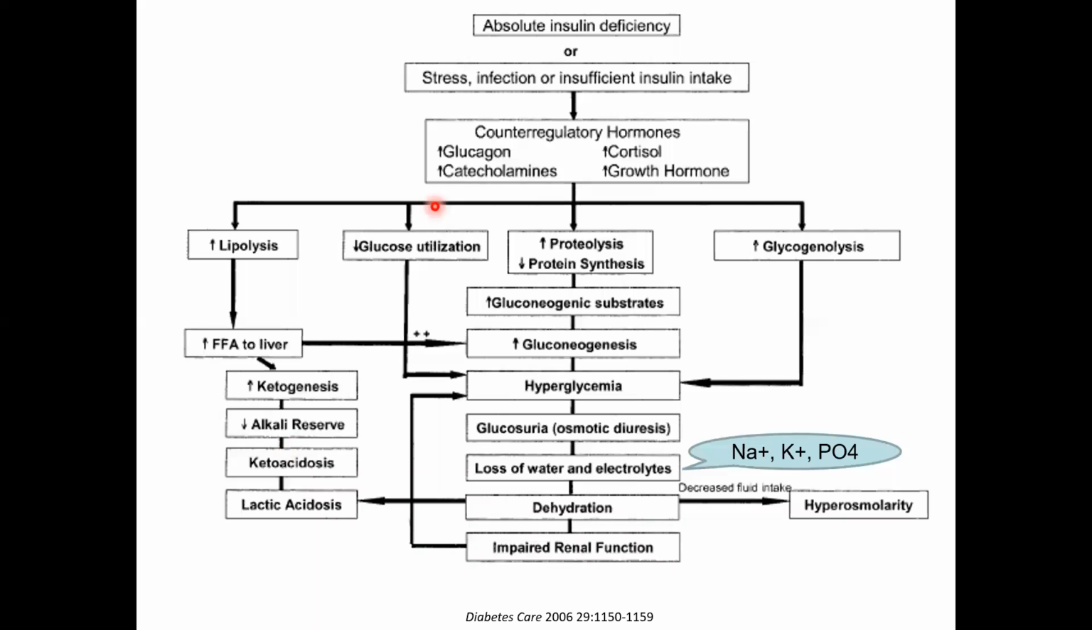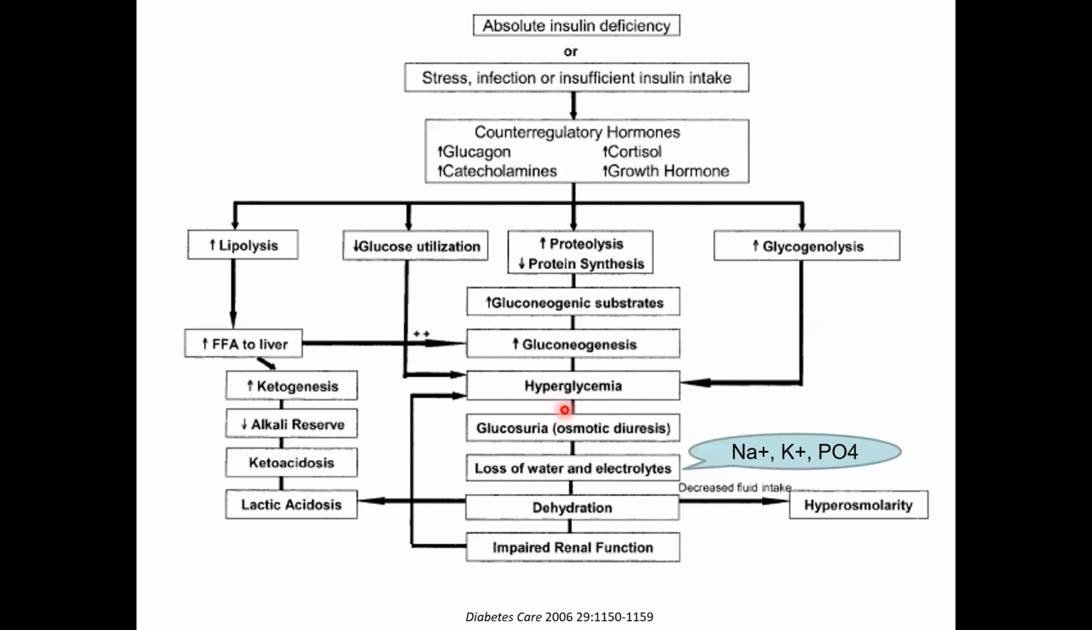Secondly, because of deficiency of insulin, the glucose is not able to enter the cells. So we have reduced glucose utilization, and this results in hyperglycemia. In addition to that, we have an increase in proteolysis and reduced protein synthesis, and an increase in gluconeogenesis, resulting in hyperglycemia. And then finally, we also have an increase in glycogenolysis, resulting in hyperglycemia.